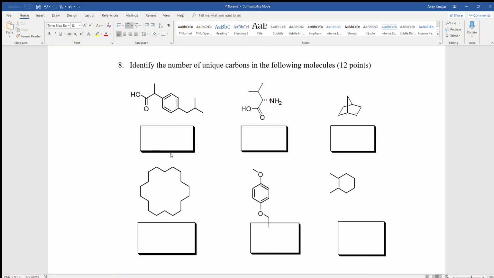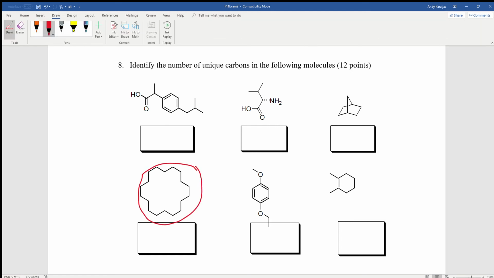In question 8, we're looking for how many carbon peaks we would expect to see in each of these molecules. And so what becomes most important for us to look at is where do we find symmetry in each of these molecules. And so I'm going to start with what ends up being the easiest one of these. And that's this fourth compound here.